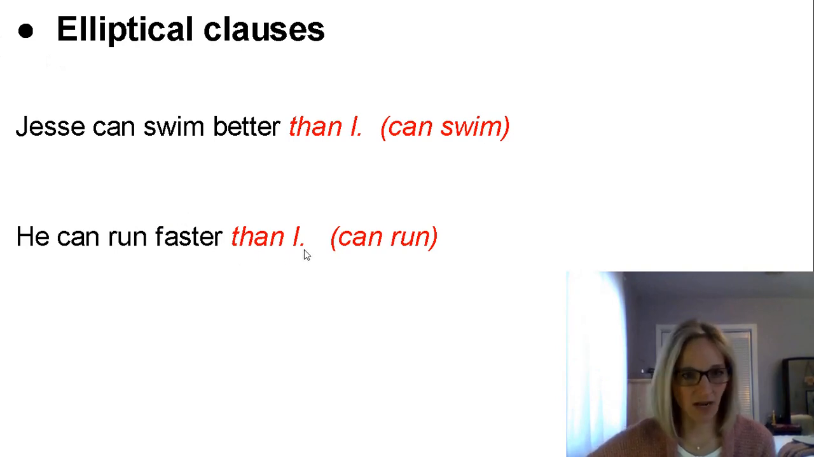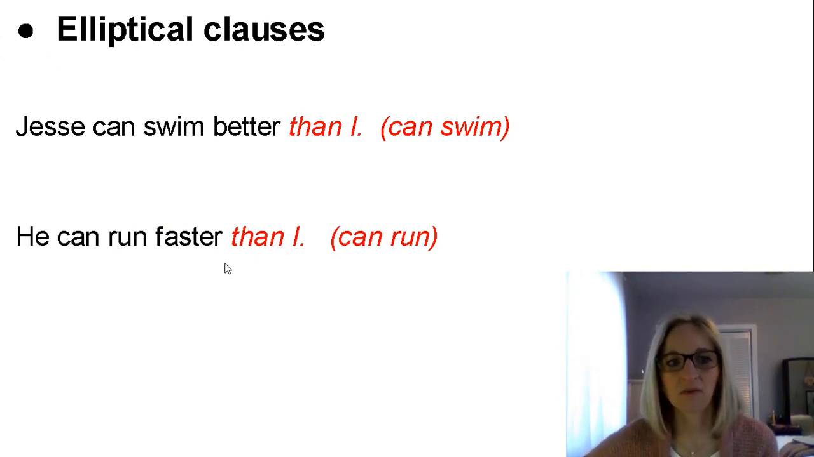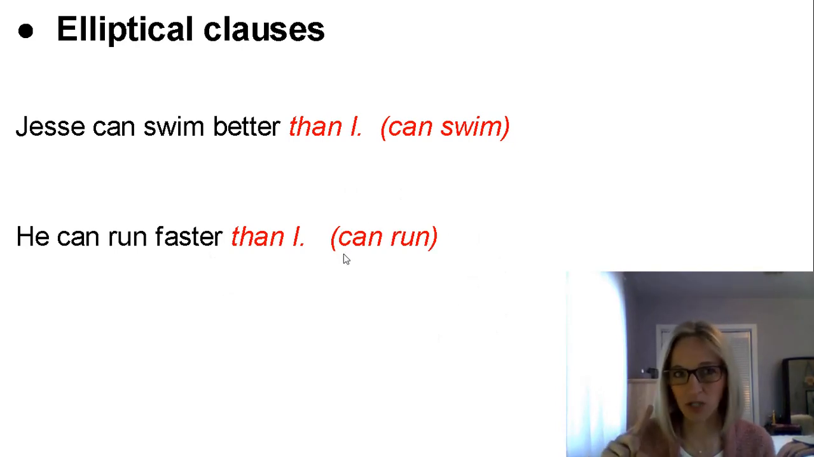He can run faster than I. Well, what it really means is he can run faster than I can run. Okay, so it's just left off. That's called an elliptical clause. So watch out for those when you see those in a sentence.